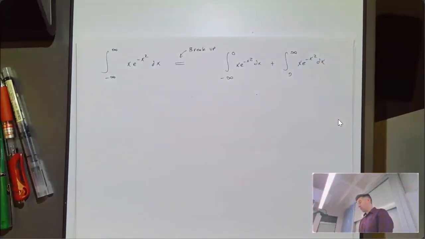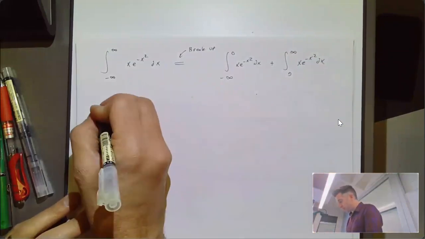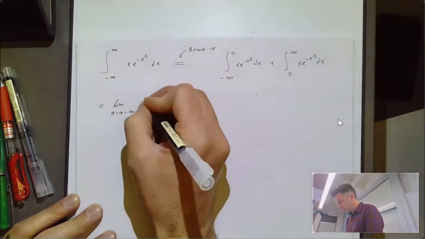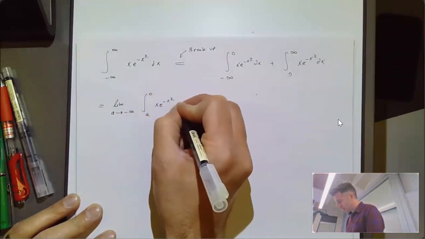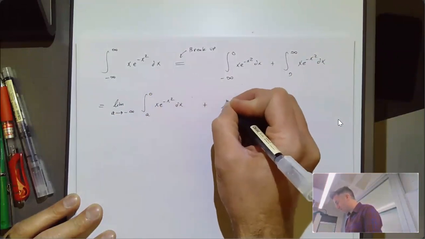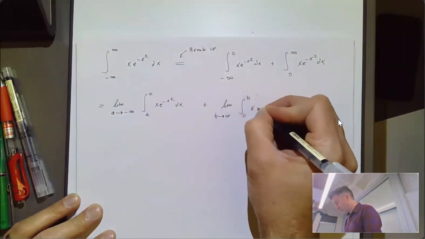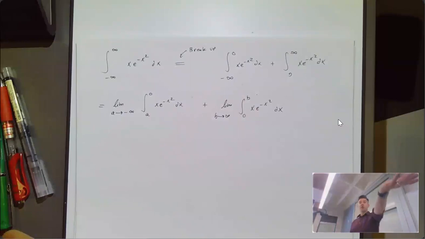And then we're going to write each of these as improper integrals. So the first one is going to be the limit as a approaches negative infinity of the integral from a to 0 of x e to the negative x squared dx. And then the second one is going to be the limit as b goes to infinity of the integral from 0 to b of x e to the negative x squared dx. And this is a great example of where we definitely should do what you were suggesting, right? We should do the indefinite integral off to the side, so we don't have to write all the limits of integration a bunch of times.